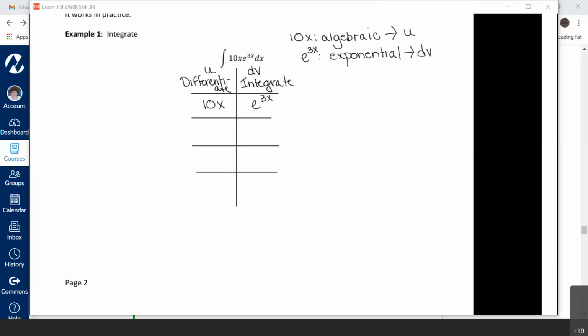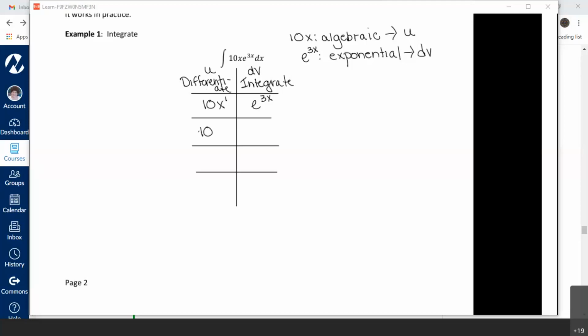Okay, and again, it's just a matter of staying focused on what the problem's asking for. Okay, all righty, so let's differentiate. If I differentiate 10x, that's 10x to the 1. That's 1 times 10, which is 10. And then the x becomes x to the 0, which is just a 1. So the derivative of 10x is 10.